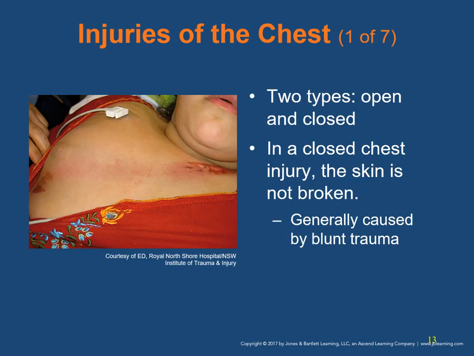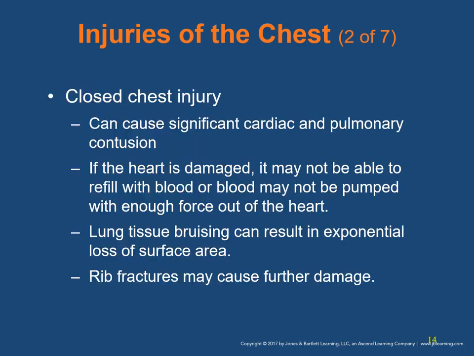Injuries of the chest. There are two basic types of chest injuries, open and closed. In closed chest injuries, the skin is not broken. They are generally caused by blunt trauma. They often cause significant contusions in cardiac muscle, cardiac contusion, and lung tissue, pulmonary contusion. If the heart is damaged, it may not be able to refill with blood, or blood may not be pumped with enough force out of the heart.